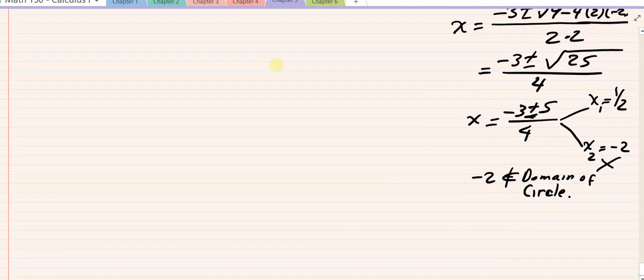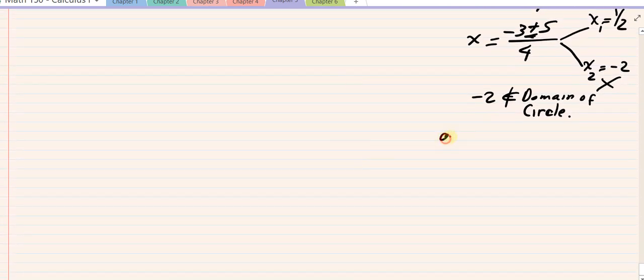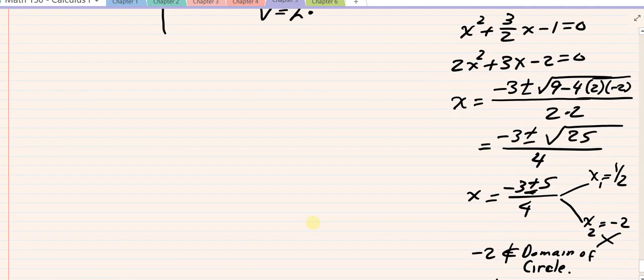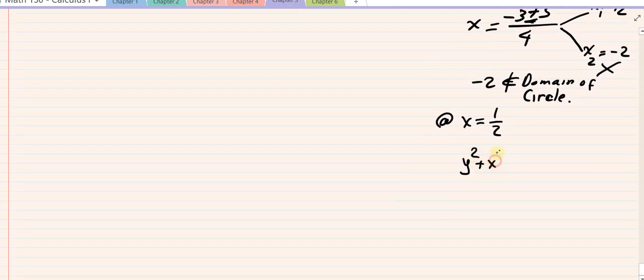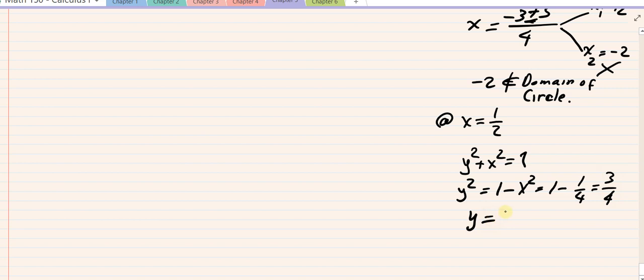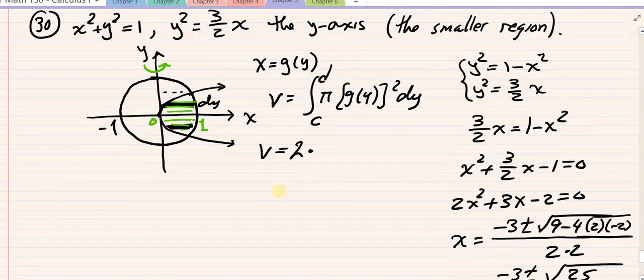Okay, so when x is 1/2, what is y going to be? Well, we can plug in, remember, y squared plus x squared is 1. We can go to the equation of a circle, so that's y squared equals 1 minus x squared. 1 minus 1/4 is 3/4. So y would be plus or minus root 3 over 2. And those are the two points of intersection. There you go. One of them is here. This is 1/2 and negative root 3 over 2.